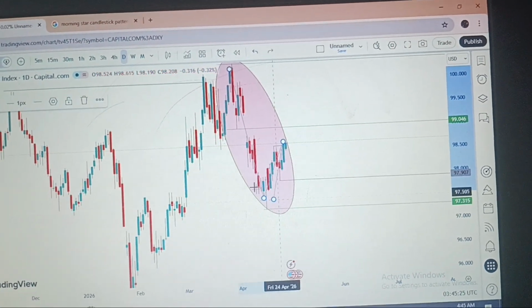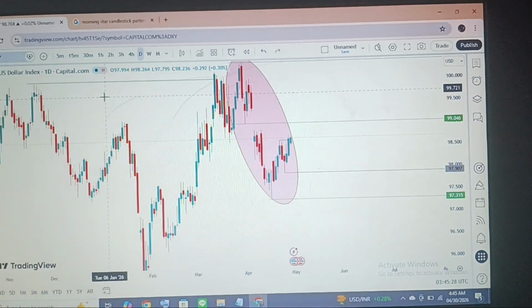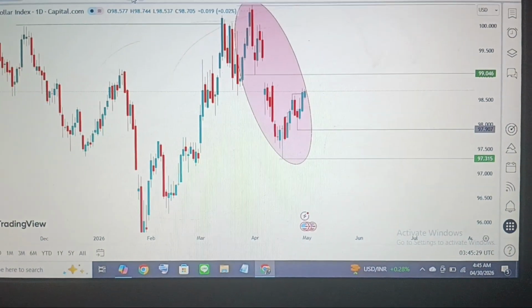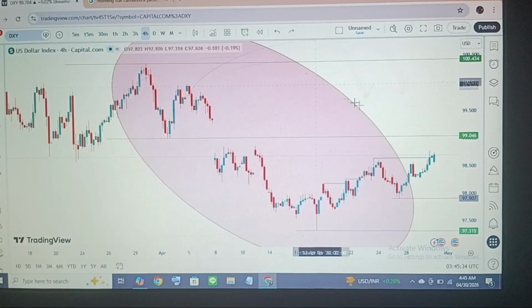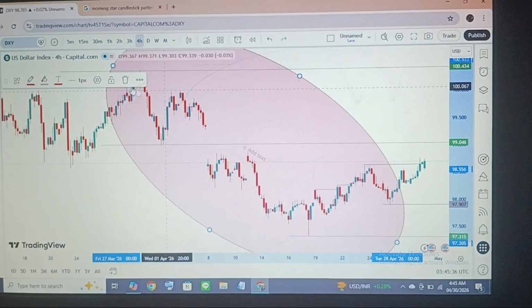So we are going to scale down to the lower time frame again. So let's go to the 4 hour. Let me remove this box here.